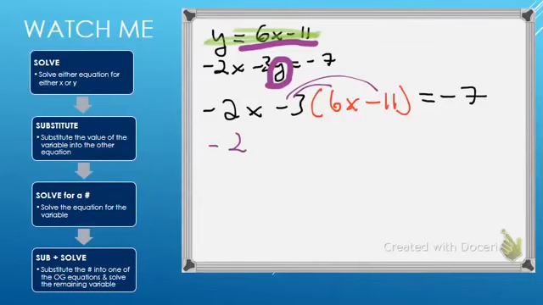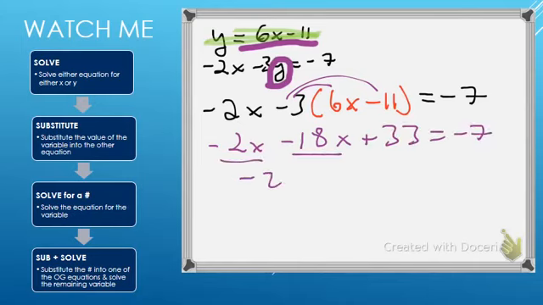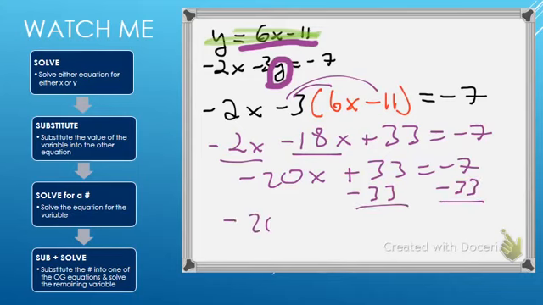We're going to get negative 2x minus 18x plus 33 equal to negative 7. We're going to combine like terms and get negative 20x plus 33 equals negative 7. If we're looking at patterns here, we should recognize that this will be an even number. We are going to get negative 20x equal to negative 40. Divide both sides by negative 20, and our x will equal positive 2.